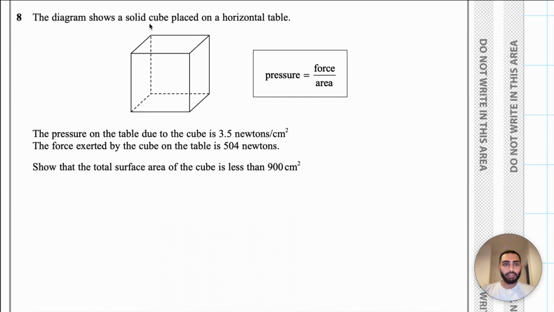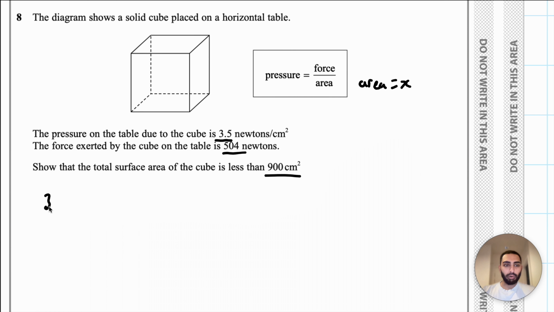Question 8. The diagram shows a solid cube placed on a horizontal table. The pressure on the table due to the cube is 3.5 newtons per centimetre squared. The force exerted by the cube on the table is 504 newtons. Show that the total surface area of the cube is less than 900 centimetres squared. So first thing I need to do is think which of these I'm trying to find. I'm trying to find the area, so I'm just going to think of this area as x, because that's what we're trying to find. We know what the pressure is.